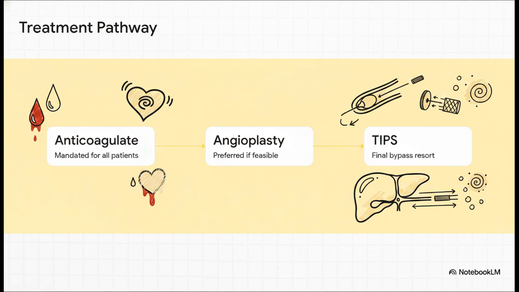Systemic anticoagulation is mandated for all patients, but a patient should never be left on anticoagulation alone if further intervention is anatomically possible. Step 2. Angioplasty, with or without stenting, is preferred to mechanically open up that outflow tract. If those measures are unfeasible or if they fail, Step 3 is a transjugular intrahepatic portosystemic shunt, or TIPS, which serves as our final aggressive bypass resort.